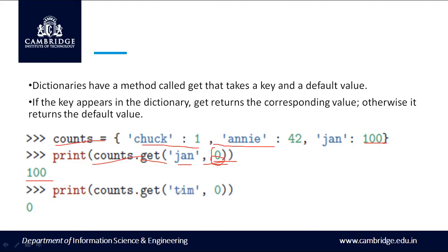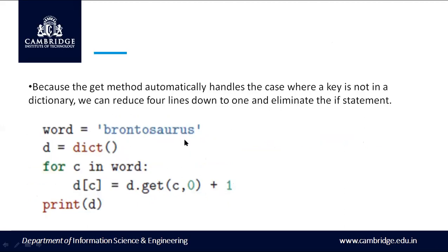So similarly, we can check for another key, that is the Tim key. So Tim is not present in this dictionary. So it returns 0, that is the default value. So that is the use of get in dictionaries. So get automatically handles where a key is not present in the dictionary. We can reduce 4 lines down to 1 and eliminate the if statement.